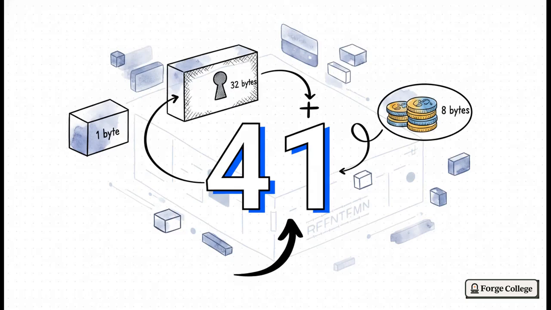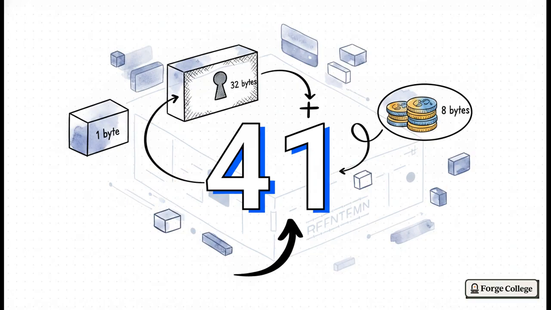Let's look at the actual math for a standard token account. The exact byte size is 41 bytes. How do we get there? Well, it's 1 byte for the initialization status Boolean, plus 32 bytes for the owner's public key, plus 8 bytes for the unsigned 64-bit integer balance. 1 plus 32 plus 8 equals 41.